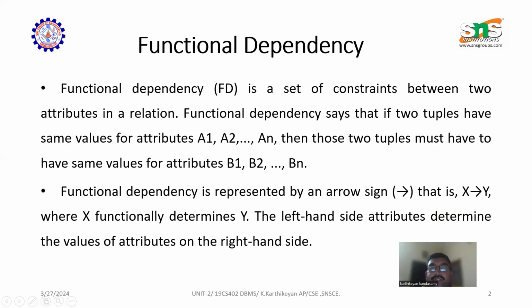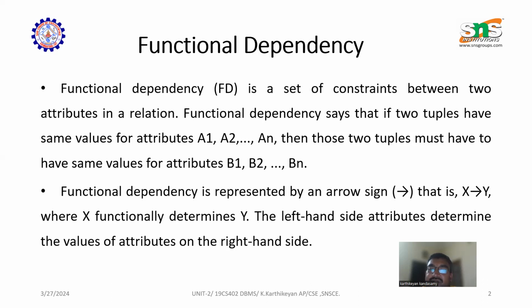So, what is functional dependency? A functional dependency (FD) is a set of constraints between two attributes in a relation. For example, a serial number determines an address, and an address determines a mobile number. Functional dependency says if two tuples have the same value for attributes A1, A2, ..., An, then those two tuples must have the same value for attributes B1, B2, ..., Bn.